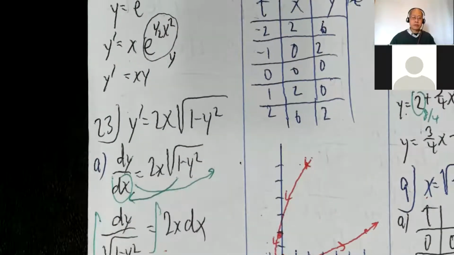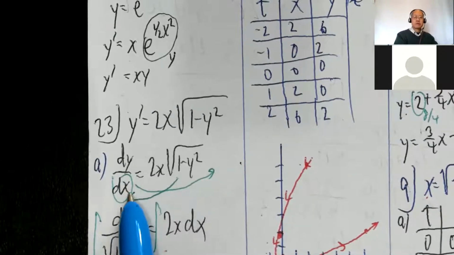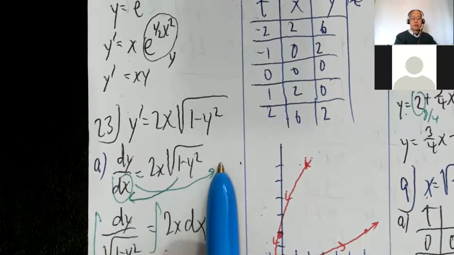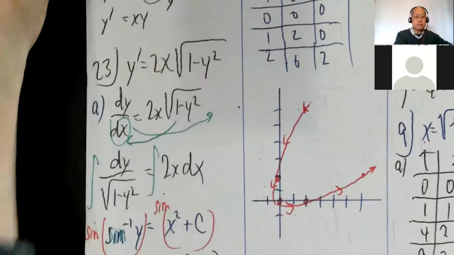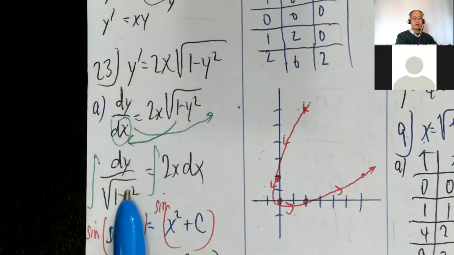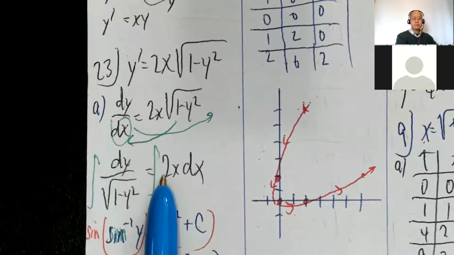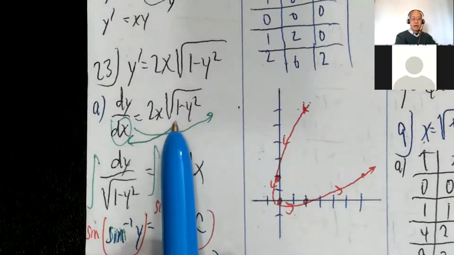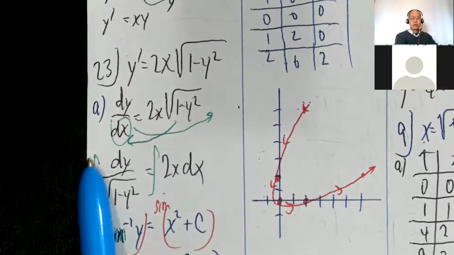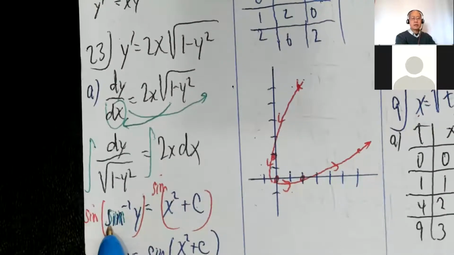Y prime is equal to this. Okay. So again, write y prime as dy dx. Multiplied by dx. Divide by radical 1 minus y squared. Looks like this. Okay, so again, the arrow means multiply. Arrow down here means divide. Okay, this is my inverse sine.